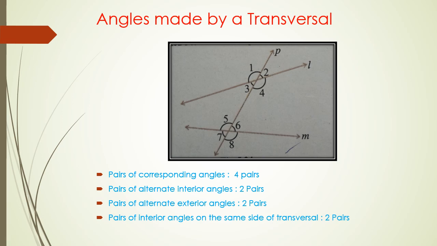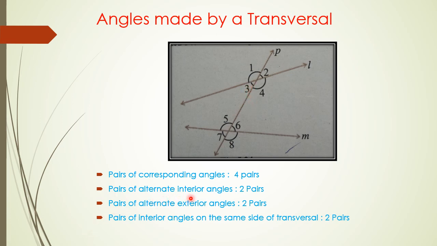Angles made by a transversal. When a transversal intersects two lines, we get different types of angles. And last day we have seen that, and this I just revise and no need of writing again all these points. Pairs of corresponding angles, we get 4 pairs.